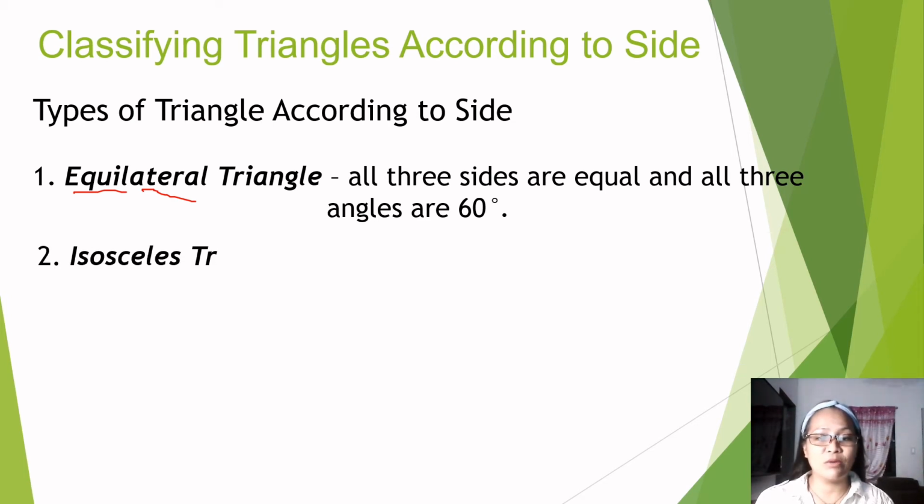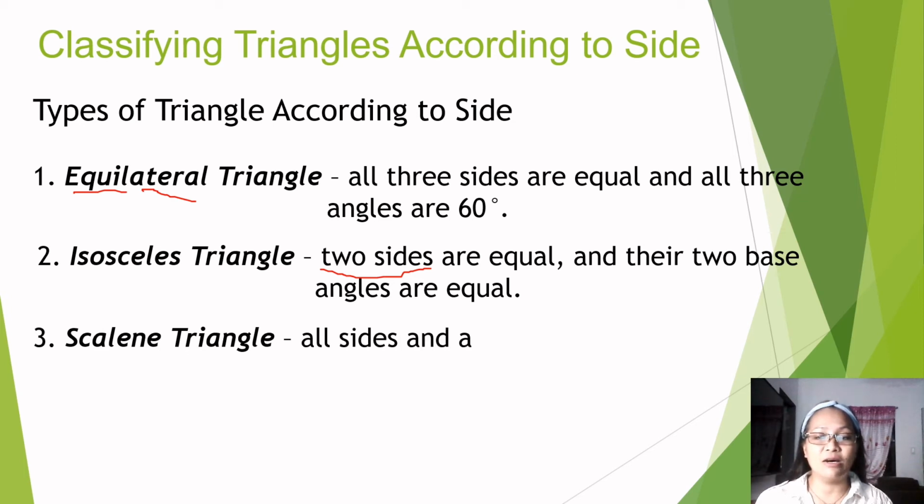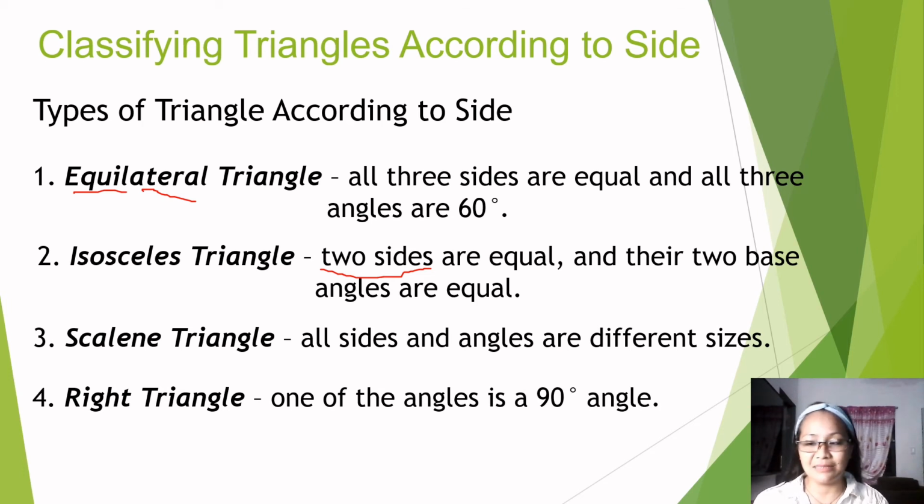So number 2, we have the isosceles triangle. 2 sides are equal and their 2 base angles are equal. Next, number 3, the scalene triangle. All sides and angles are different, meaning to say no sides are equal. So that is the scalene triangle. And of course, the right triangle, where one of the angles is a 90 degrees angle.